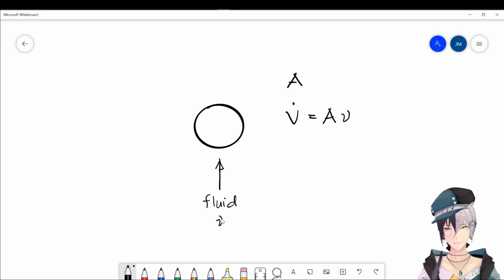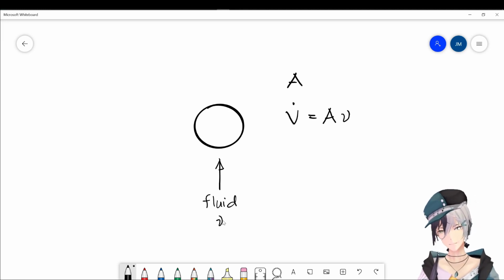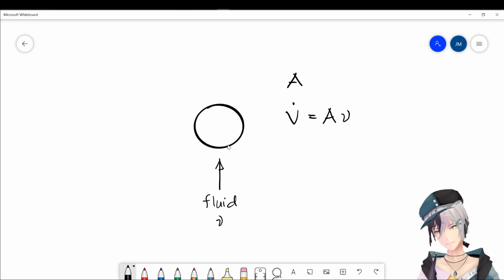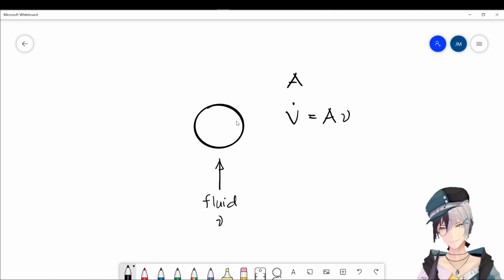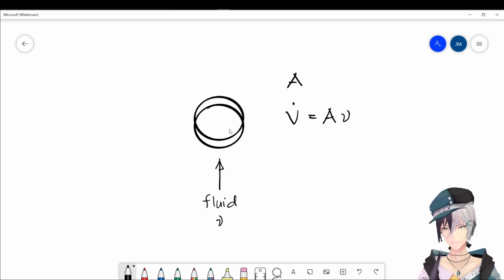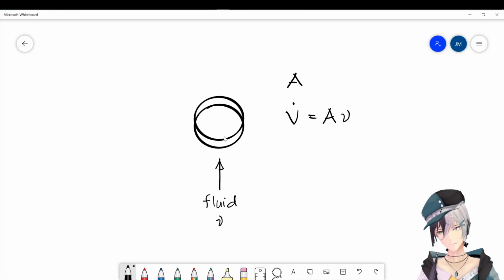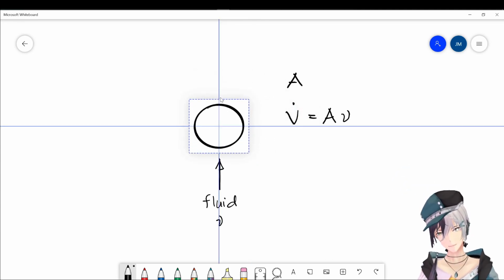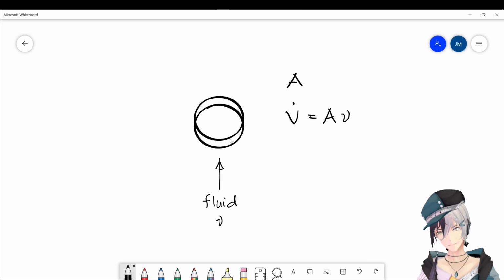Velocity is like this, so there is movement. Consider that a certain fluid is passing through this area. Just imagine that this is a circle. Depending on the velocity, if it moves farther, it moves in such a way that we create another surface.